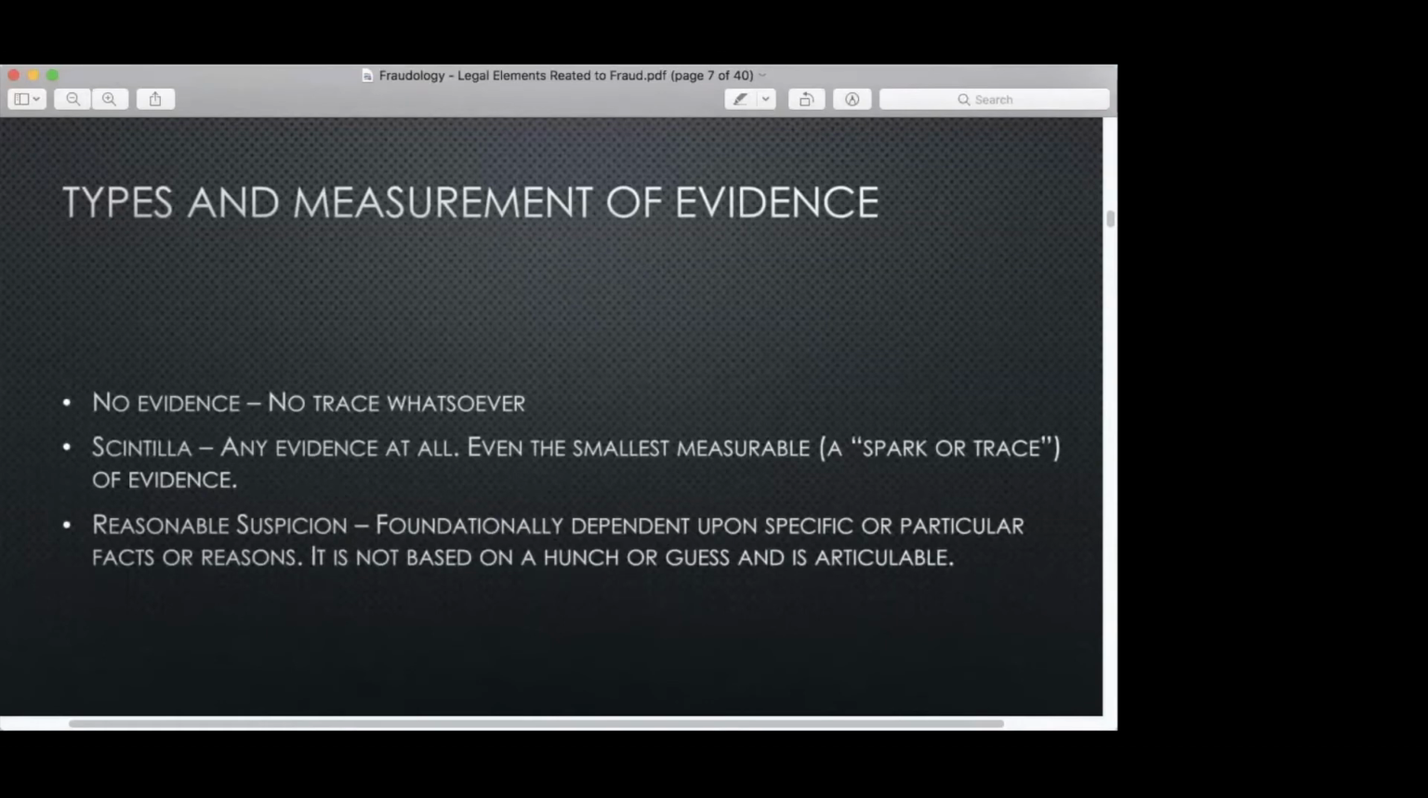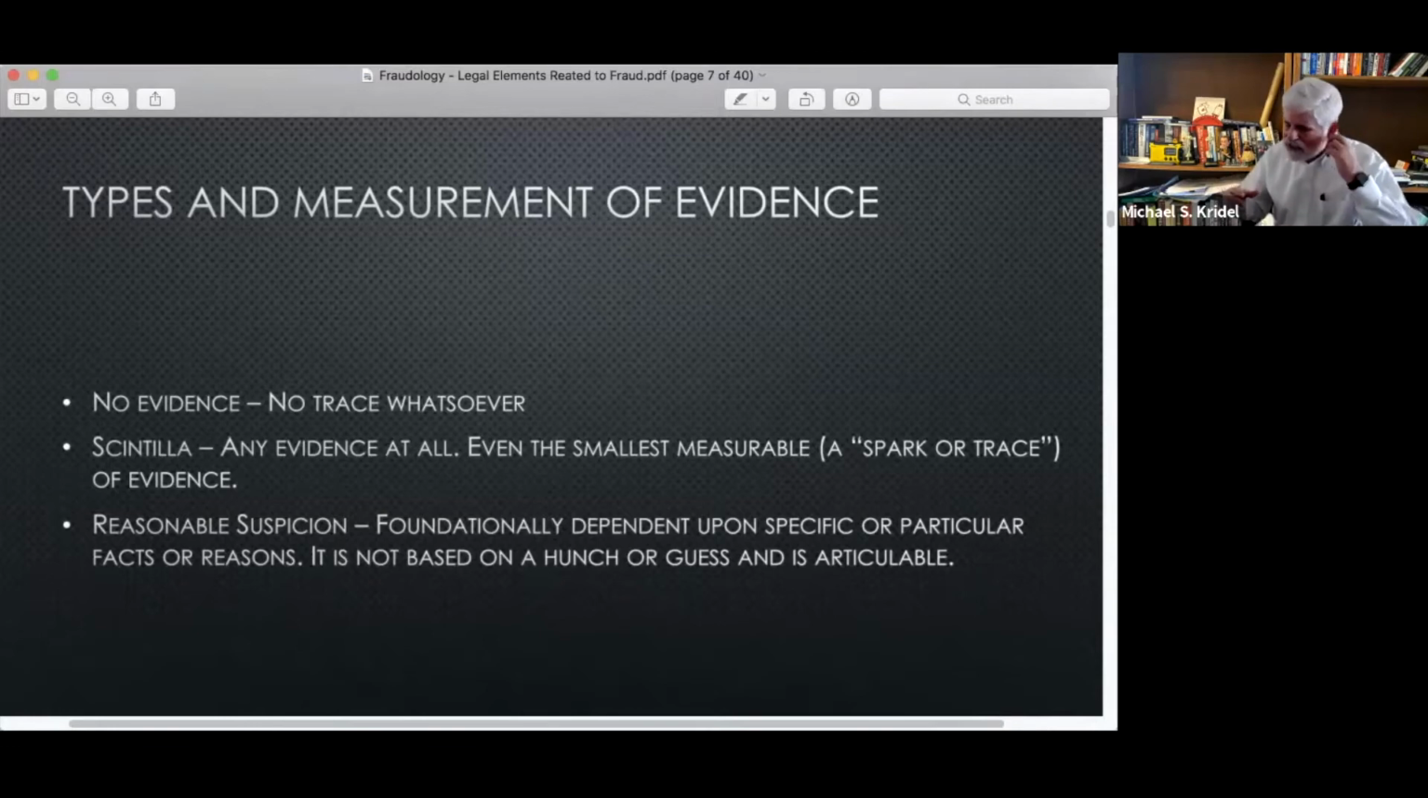The types of evidence, the classifications of evidence, while the name may vary, apply in all investigations, internal and external. No evidence is when there's no trace of evidence whatsoever. There's no writings, there's no one's heard anything, no one's seen anything, there's no measurable damage or harm. A scintilla of evidence, which is used as common language in all investigations, is any evidence at all, whether the common terminology is a spark or trace of evidence.